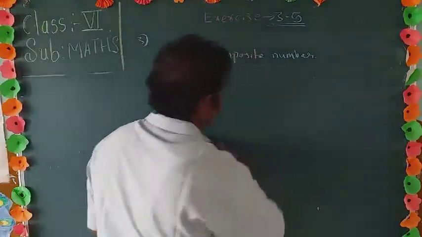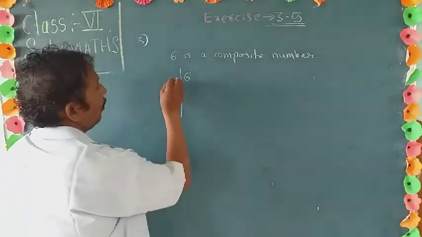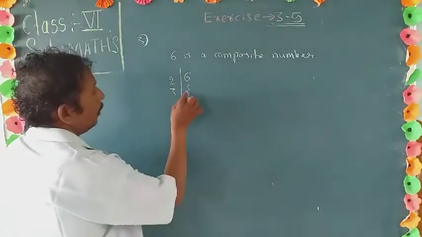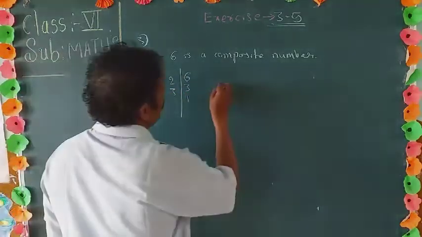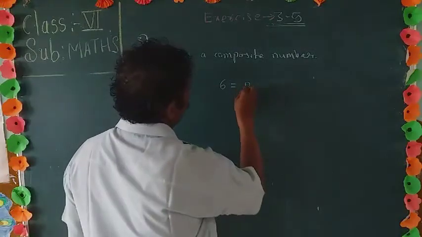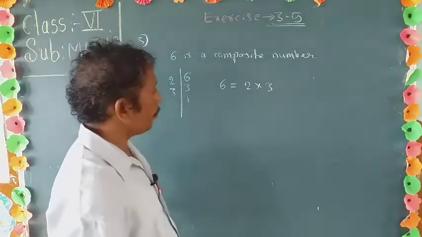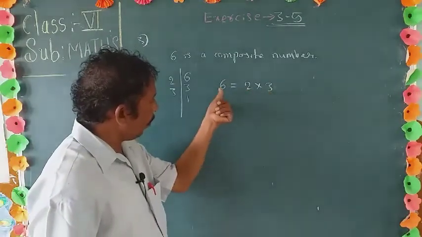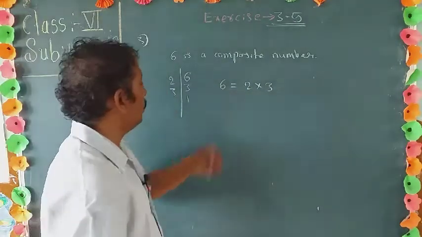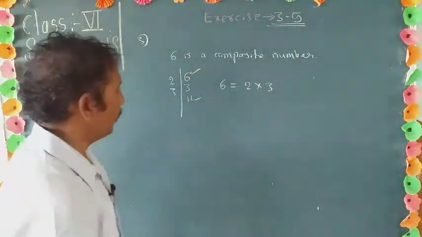Now, take the prime factorization of this composite number 6. Divide 6 by first prime number 2. 2 3s are 6. Then divide this 3 by 3. 3 1s are 3. Therefore, we write the prime factorization of 6 as 6 is equal to 2 into 3. This is the prime factorization of 6. In the prime factorization of a composite number, 1 and the number itself are not included.